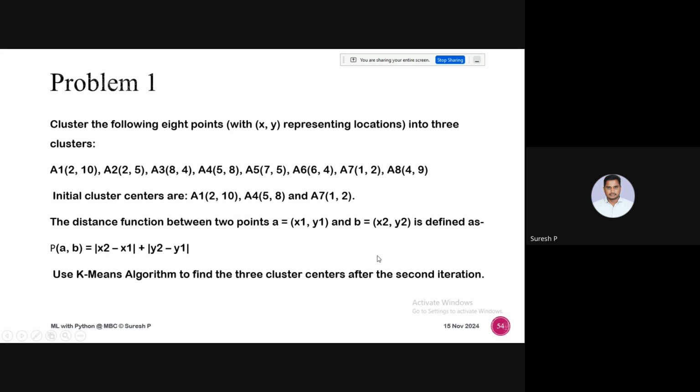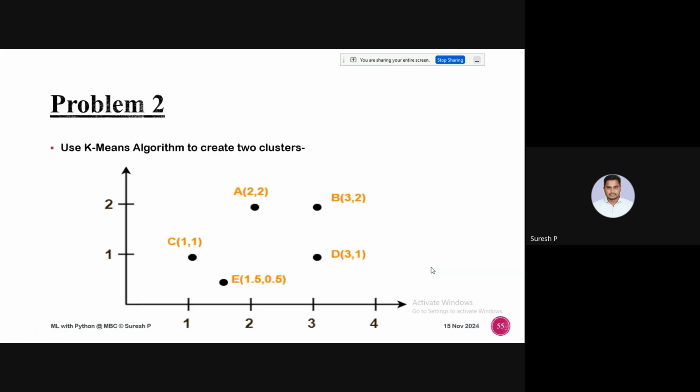Here we have to use the k-means clustering algorithm to find 3 cluster centers after the second iteration. They are asking you to stop at the second iteration. No need to proceed until the end. You can stop at the second iteration, then identify the 3 clusters with their respective data points and also the centroid points.